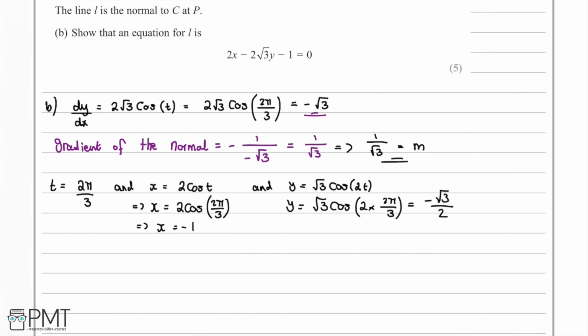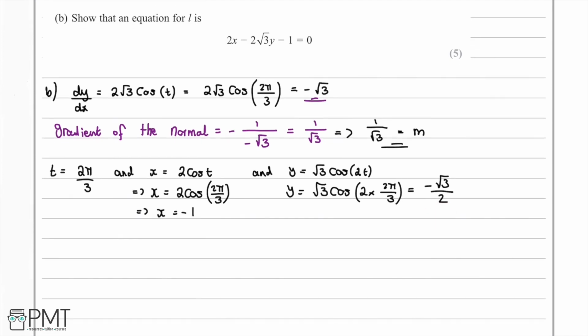So we now have all the ingredients to be able to work out the equation for L. We have our gradient, 1 over root 3, and we have our x coordinate, negative 1, and our y coordinate, negative root 3 over 2. So we'll now use the equation of a line to proceed. So we have y take away negative root 3 divided by 2, and this is going to be equal to m, which is our gradient, so 1 over root 3 multiplied by x minus 1.